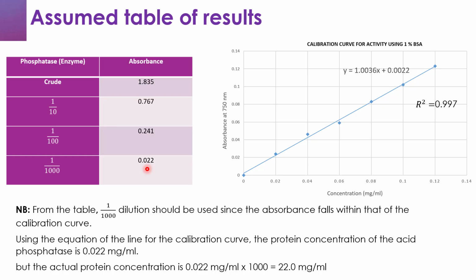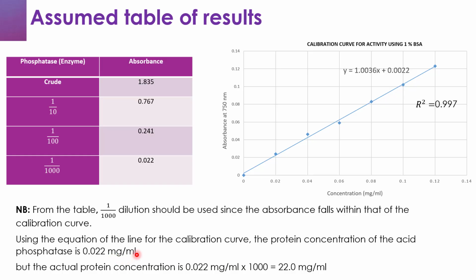of our enzyme. So what you have to note is that from the table, as said earlier, the 1 in 1000 dilution should be used since the absorbance falls within that of the calibration curve. And using the equation of the line for the calibration curve, and making s the subject of this equation, the protein concentration of the acid phosphatase will be 0.022 milligrams per ml.